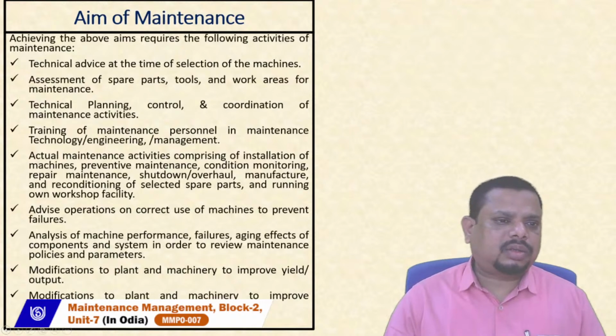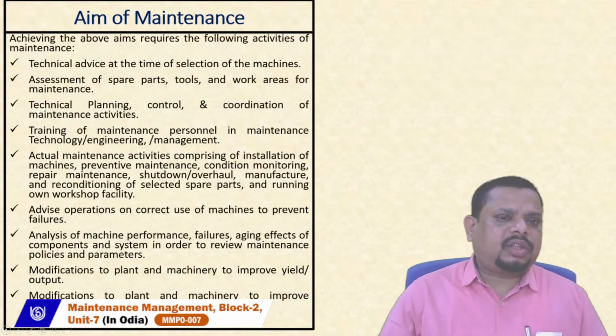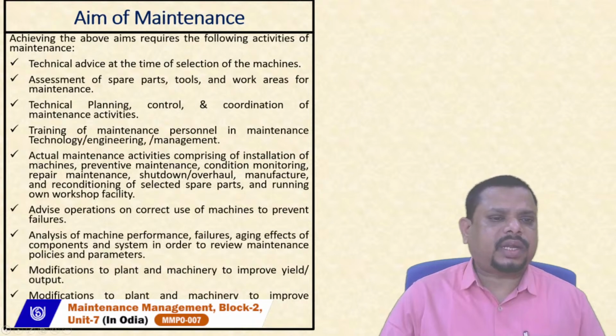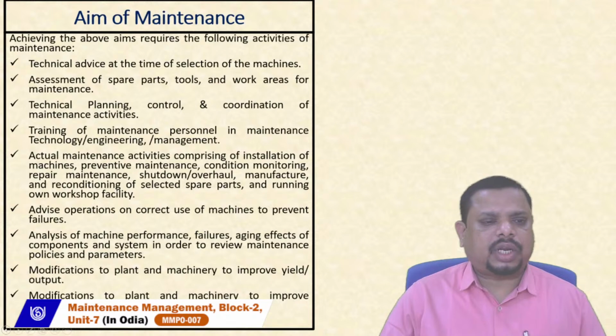Moving to the next one. In achieving the aim, the following activities of maintenance are required. So let's understand what the following activities of maintenance are. The first one is technical advice at the time of selection of the machines. There should be a certain panel of experts.